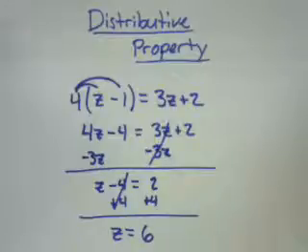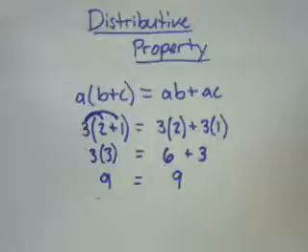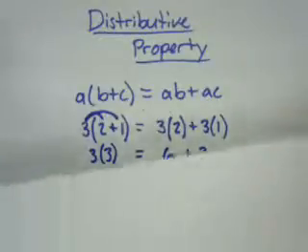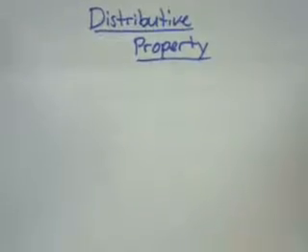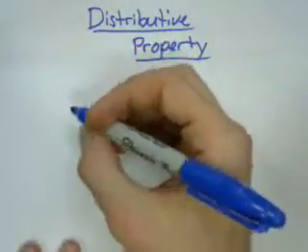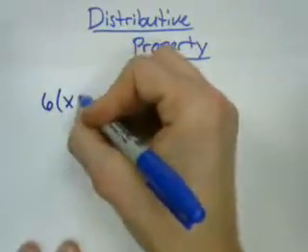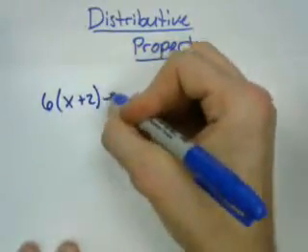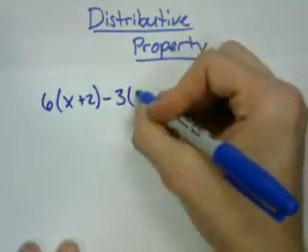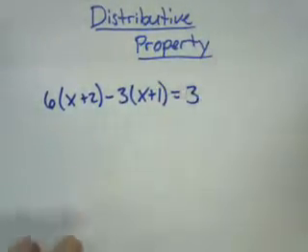Let's try an even more advanced one. Something that has double distribution, or I guess I should say two distributive properties built into it. So here, let me grab this problem. 6 parentheses x plus 2, minus 3 parentheses x plus 1, equals 3. Okay, so here we go.